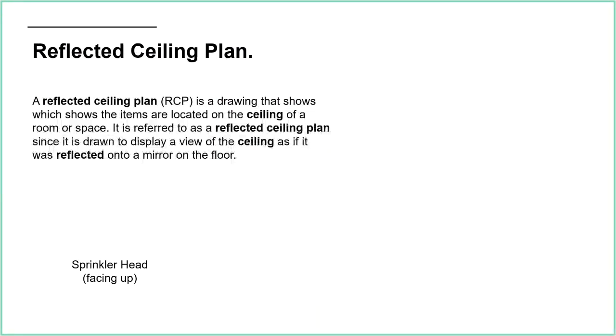So you're imagining that you're standing on the roof, if you like. You're looking down onto a mirror, which is then reflecting up onto the ceiling. So you're drawing it in the right way up, but you're drawing what the ceiling is going to look like. If you're still not quite sure what I mean, then it'll become clear when I show you a reflected ceiling plan, because that is what we're going to be working on for our sprinkler layouts.